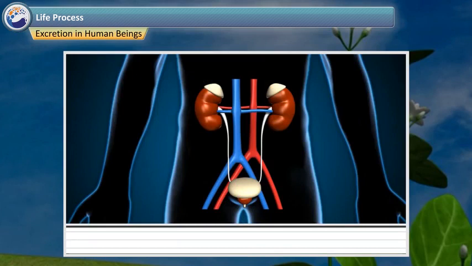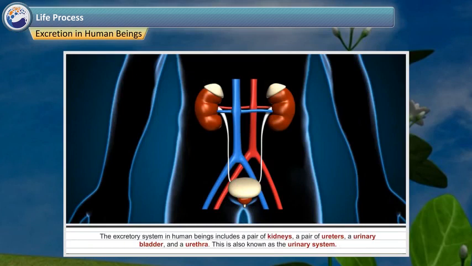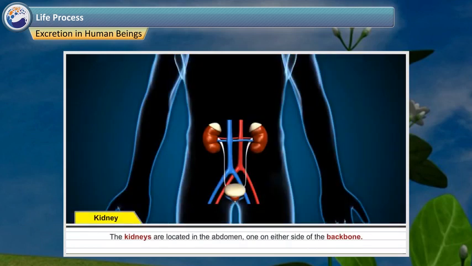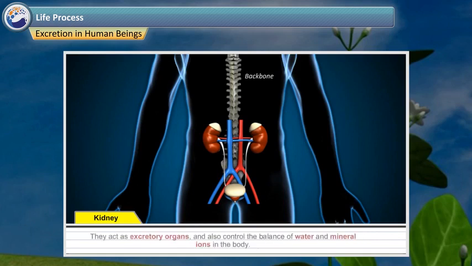Excretory system of humans. The excretory system in human beings includes a pair of kidneys, a pair of ureters, a urinary bladder, and a urethra. This is also known as the urinary system. Kidney. The kidneys are located in the abdomen, one on either side of the backbone. They act as excretory organs and also control the balance of water and mineral ions in the body.